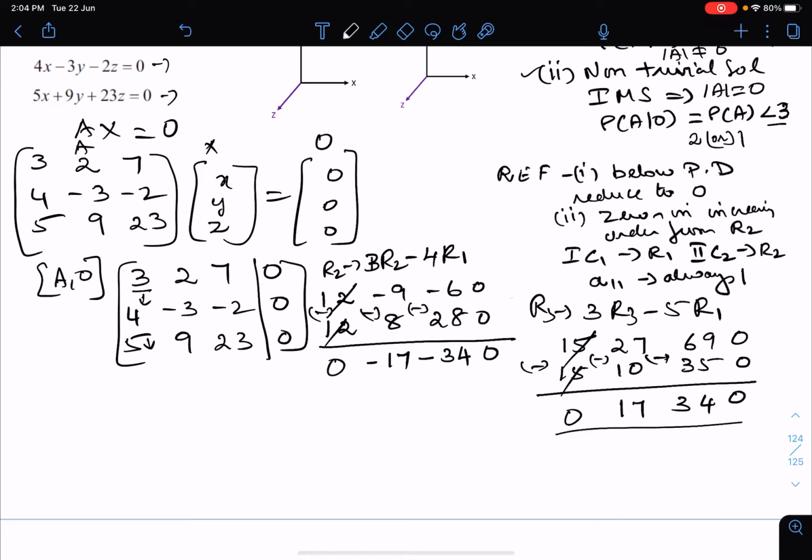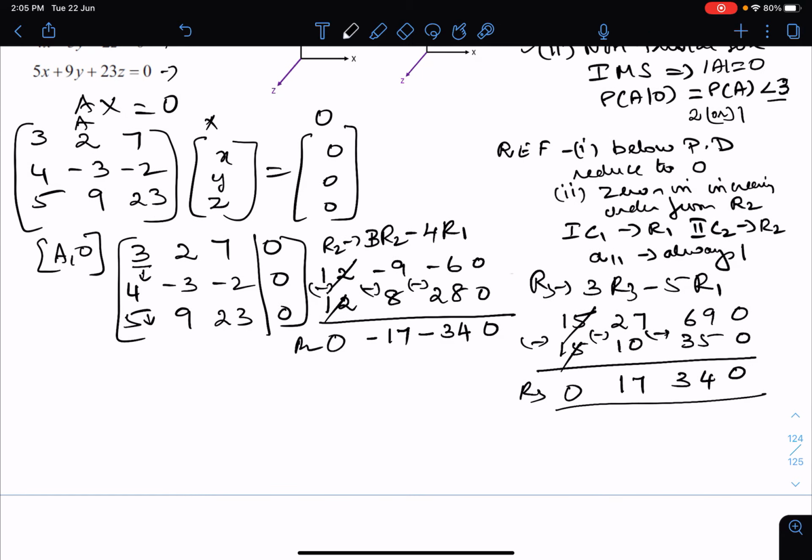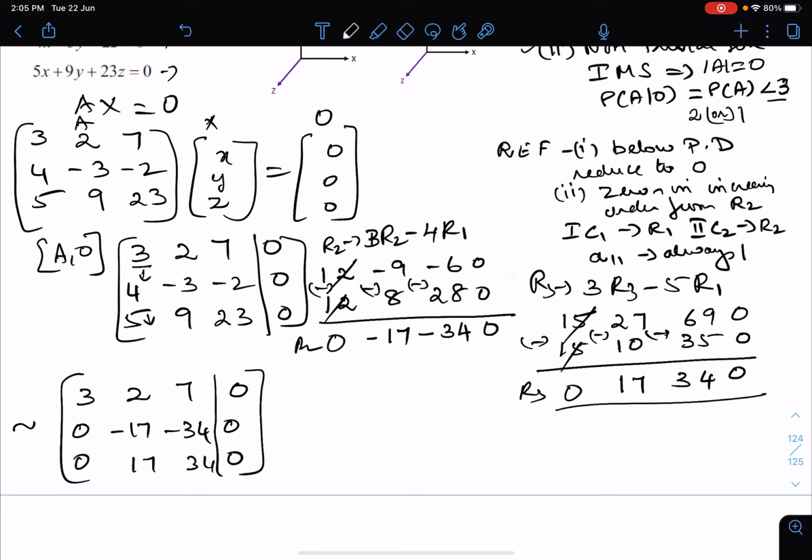Okay, this is going to be our row 3 and this is our row 2. Now we can write our equivalent augmented matrix. First row remains the same, 3, 2, 7 and 0. Second row 0, minus 17, minus 34 and 0. And our third row is 0, 17, 34 and 0. Drop the line in between and close the augmented matrix.